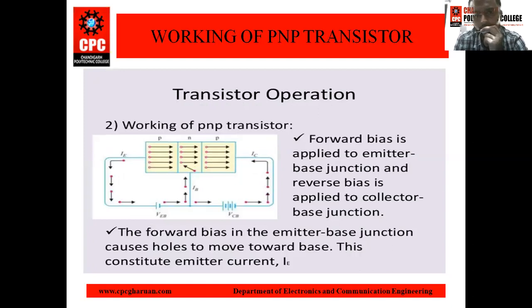Next is the working of the PNP transistor. The same active region is connected and, for example, for the PNP transistor the positive terminal of the battery is connected with the P-type semiconductor and the negative terminal of the battery is connected with the N-type semiconductor. That means the base-emitter junction is forward biased and the base-collector junction is reverse biased. As shown in the figure, the N-type semiconductor is connected with the positive terminal of the battery and the P-type semiconductor is connected with the negative terminal of the battery. And this circuit is formed.